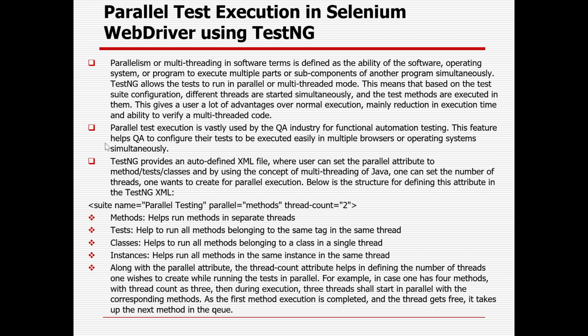TestNG provides an auto-defined XML file where the user can set the parallel attribute to method, test, or classes, and by using the concept of multi-threading of Java, one can set the number of thread count. So in case you want to execute using multiple threads, you can do the parallelism. So that is the structure. Suite name, you can give parallel equal to method, and you need to give the thread count. That is the change you need to do. So you can do the parallelism at method level, test level, class level, but primarily we will be doing the testing at the method level, so that all the methods will be executed parallelly.